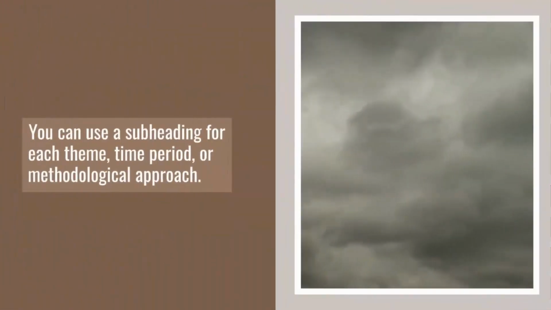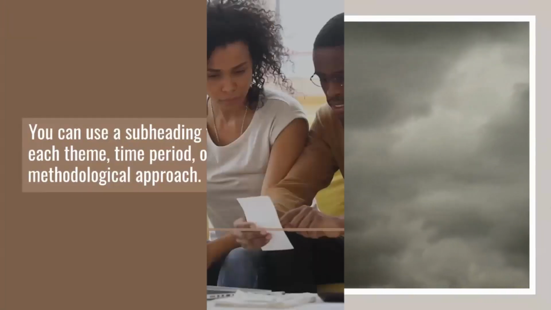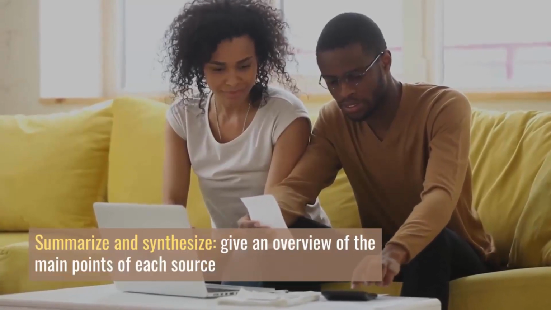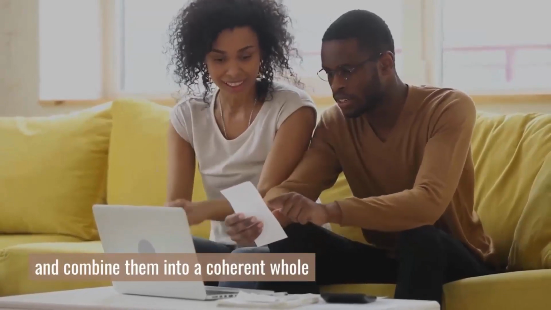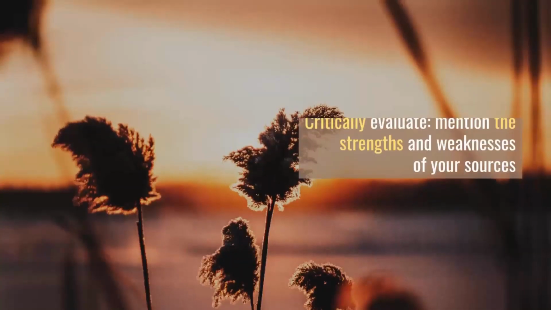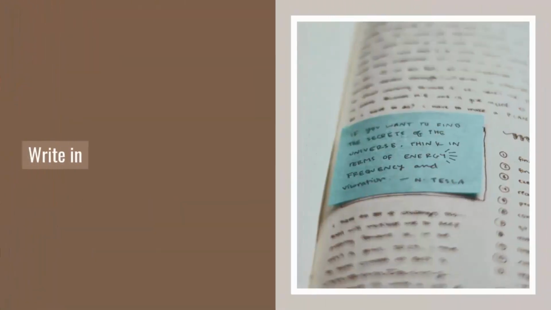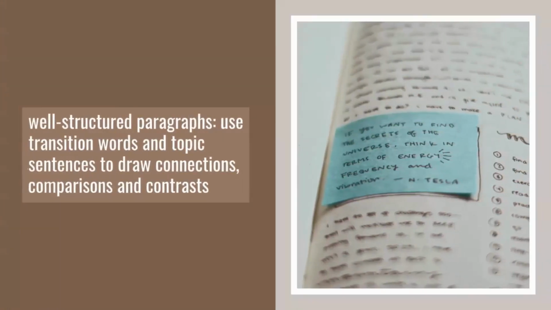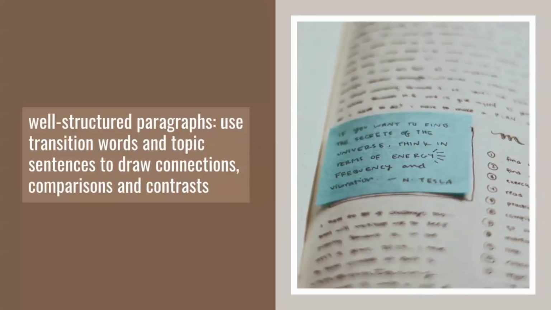As you write, you can follow these tips. Summarize and synthesize: give an overview of the main points of each source and combine them into a coherent whole. Analyze and interpret: don't just paraphrase other researchers. Add your own interpretations where possible, discussing the significance of findings in relation to the literature as a whole. Critically evaluate: mention the strengths and weaknesses of your sources. Write in well-structured paragraphs: use transition words and topic sentences to draw connections, comparisons and contrasts.